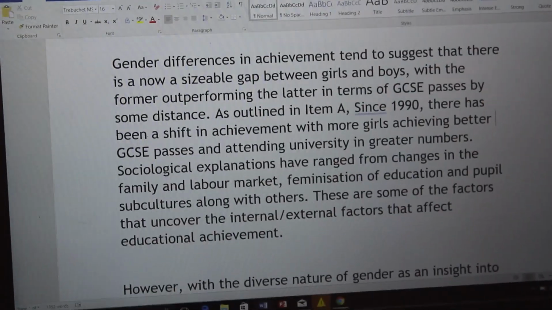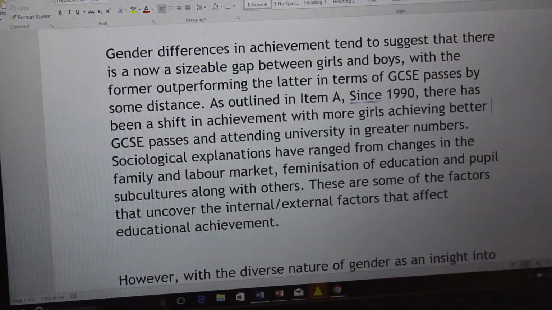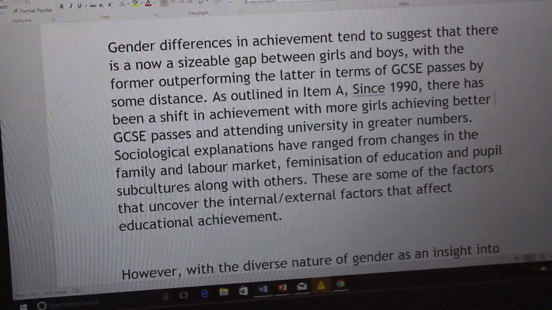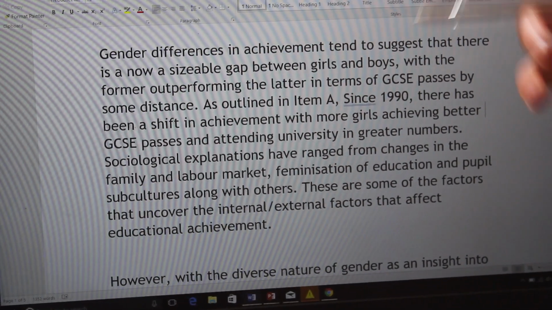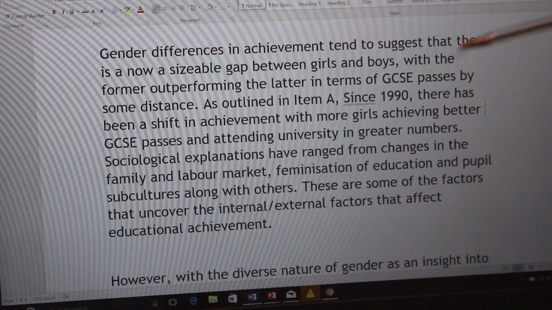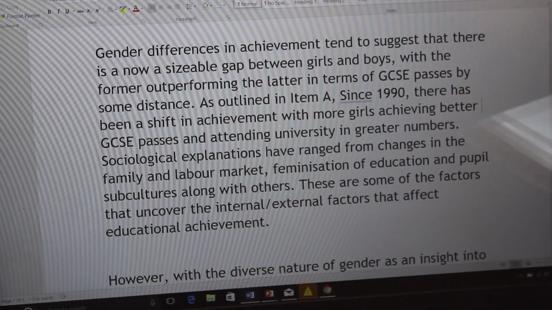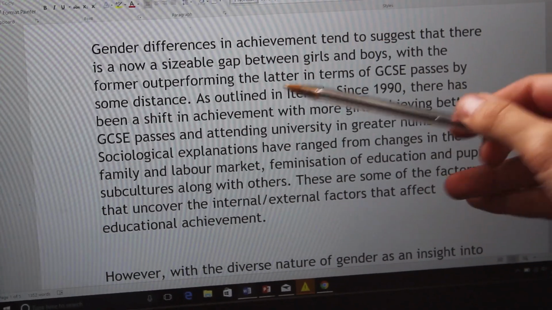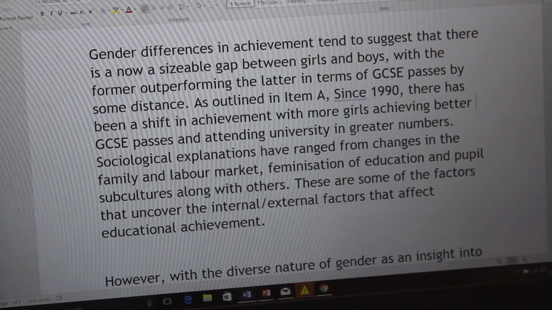How I'm going to do this, I'm going to read through the essay and mark it, so you can see what an A* essay may look like. So, gender differences in achievement tend to suggest that there is now a sizable gap between girls and boys, with the girls outperforming the boys in terms of GCSE passes by some distance.